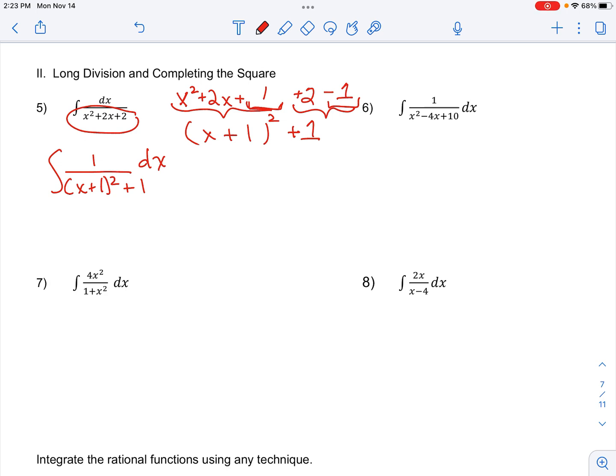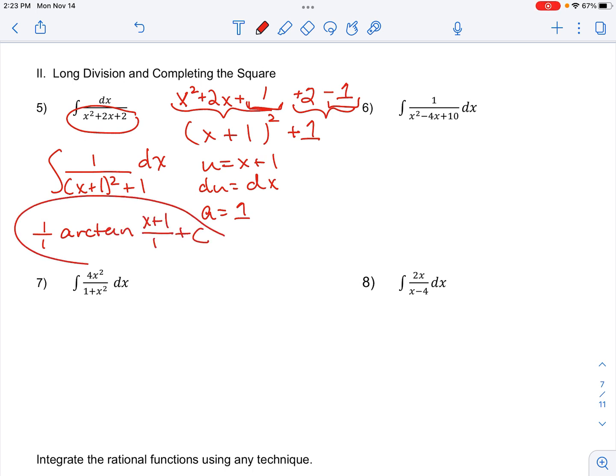Now when I look at it, this is our antiderivative rule for arctangent. My u is x plus 1, du is dx, so I'm not missing anything. Your a in this case is 1. So remember the rule for arctangent is 1 over a, which is just 1 over 1, which we don't need to write, but I can write it. Arctangent of u over a plus c.